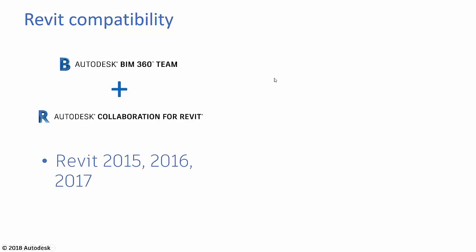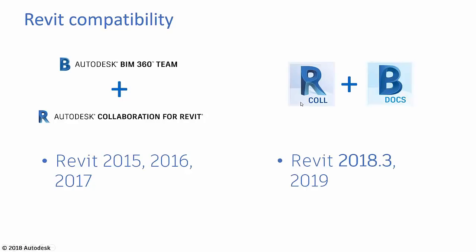So just to explain the compatibility here between the BIM 360 Team platform and the Design Collaboration platform. With Revit 2015, 16, and 17, this is where you're going to use BIM 360 Team as your hub and Collaboration for Revit. Our next generation here, which is available now, is Revit Cloud Work Sharing and BIM 360 Docs as the hub. And this is from Revit 2018.3 and onwards. So if you're starting your project in 2018.3 or 2019, you'll have access to use this new cloud work sharing of BIM 360 Design.